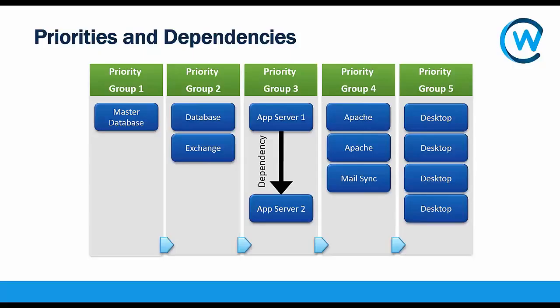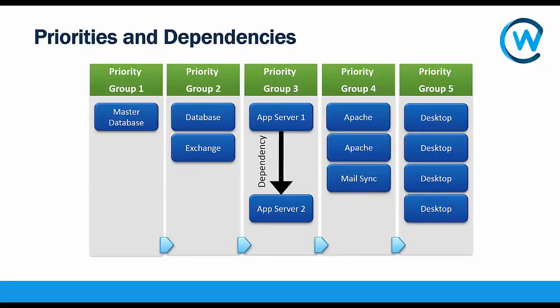So priority group 3 is a bit different because we've got our applications in here. However, application server 2 relies on a service that's running on application server 1. So we've got the ability to split out a priority group into dependencies as well. We want application server 1 to start and that service to start before we boot up application server 2. So it allows you to control at a granular level what applications you want recovered in what order.